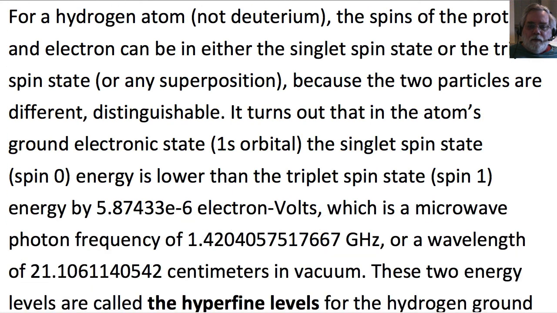It turns out that in the atom's ground electronic state, the 1s orbital, the singlet spin state, spin 0, energy is lower than the triplet spin state, spin 1 energy, by about 6 millionths of an electron volt. 5.87433 by 10 to the minus 6 electron volts. And that energy corresponds to a microwave photon frequency.